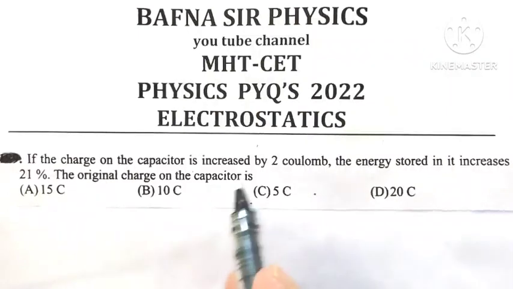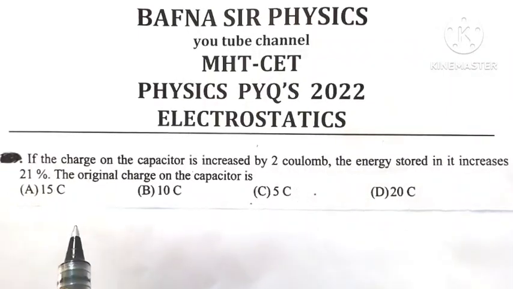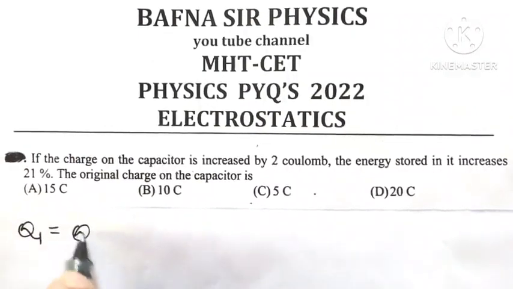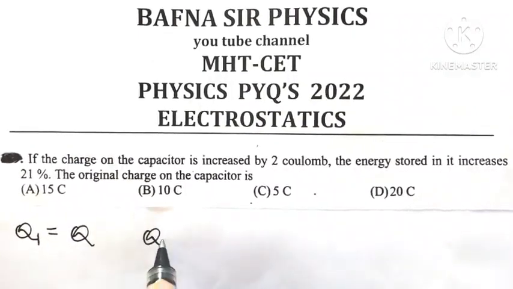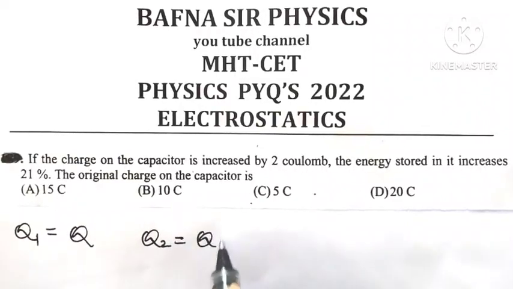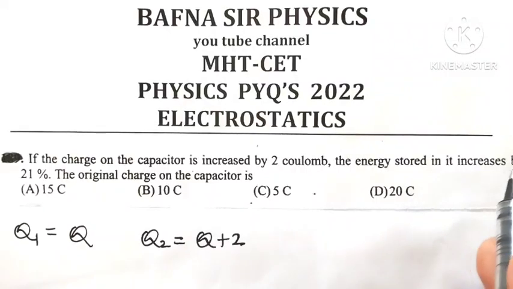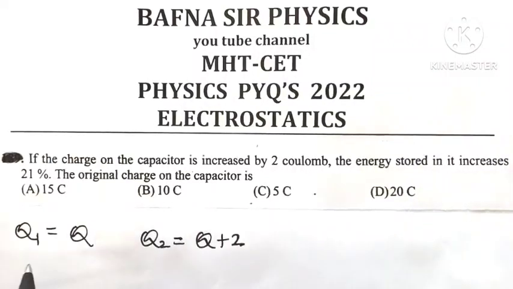If the charge on the capacitor is increased by 2 coulomb. Suppose the initial charge on the capacitor Q1 is equal to Q. Then the new charge on the capacitor is Q plus 2 coulomb. The energy stored in it increases by 21%.